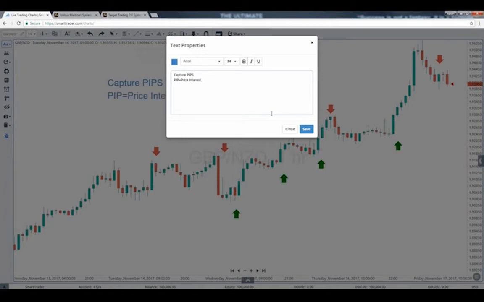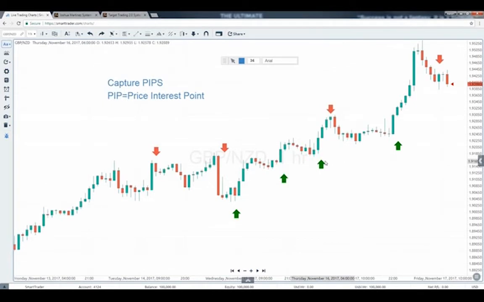Now, a pip is an acronym for price interest point. I'm not going to get into a big, long description or definition of what a pip is. All I want you to understand for demonstration purposes today is that pips are good. Pips are your friend. You want to capture as many pips as you can when the market is moving up and as many pips as you can when the market is pushing down. I'm going to show you in a moment how pips turn into profits, okay?